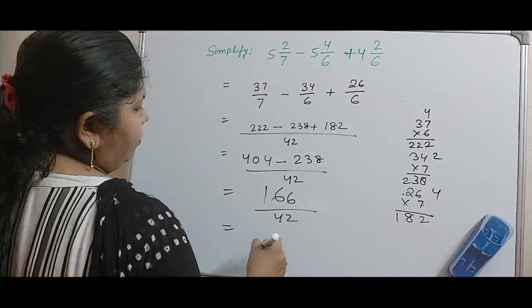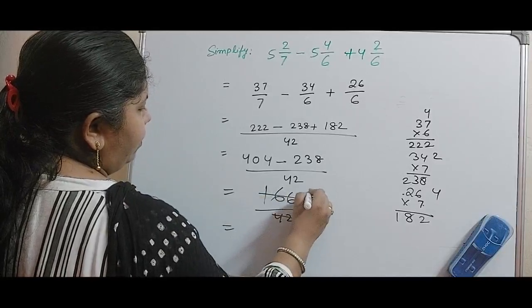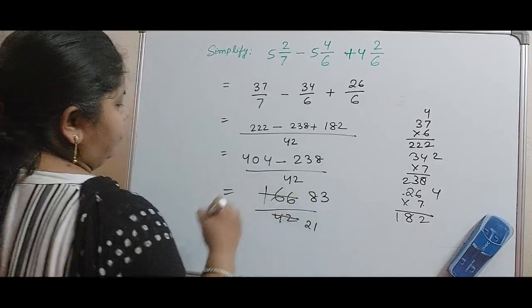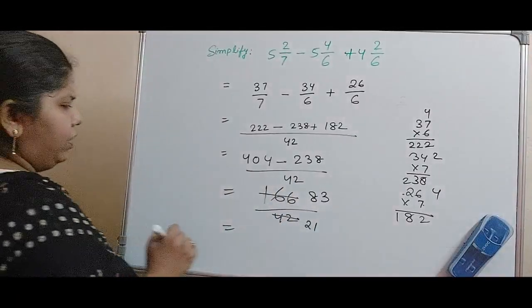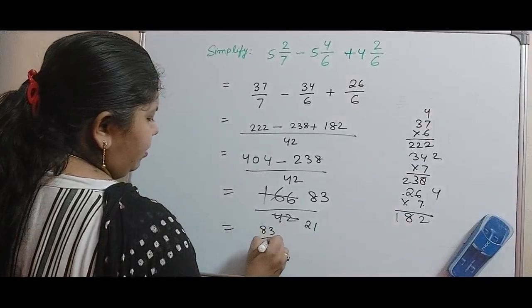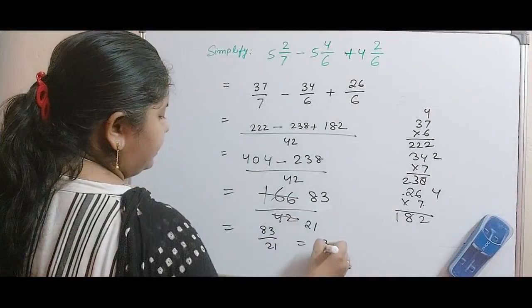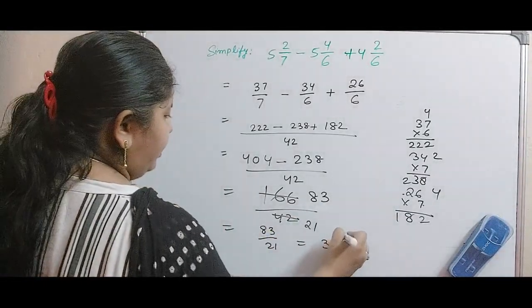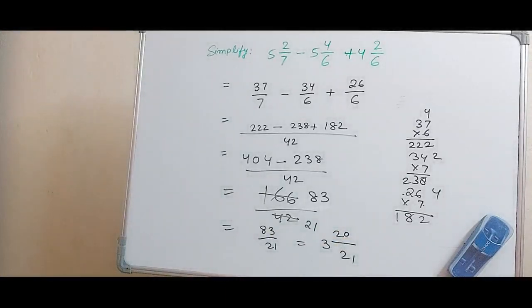166 by 42, what will you get? 2 21s are 42, and 2 83s are 166. So 83 by 21 you got. You can convert it into a mixed fraction very easily. 21 3s are 63, 83 minus 63 is 20 by 21. So the answer is 3 20 by 21.